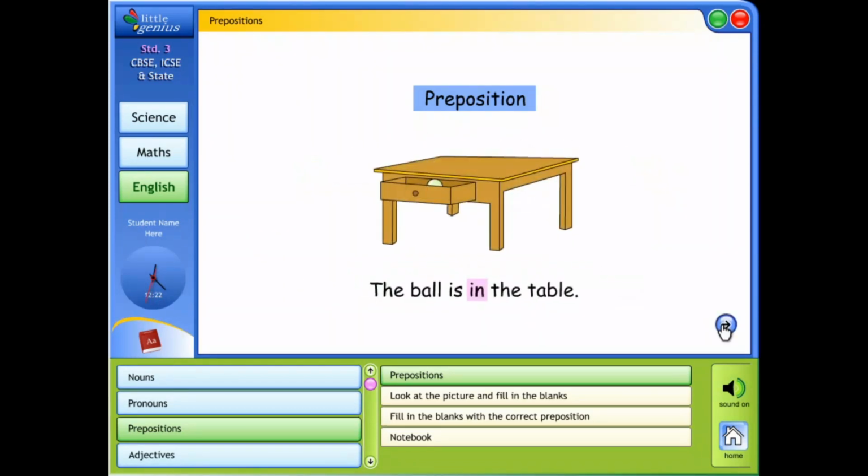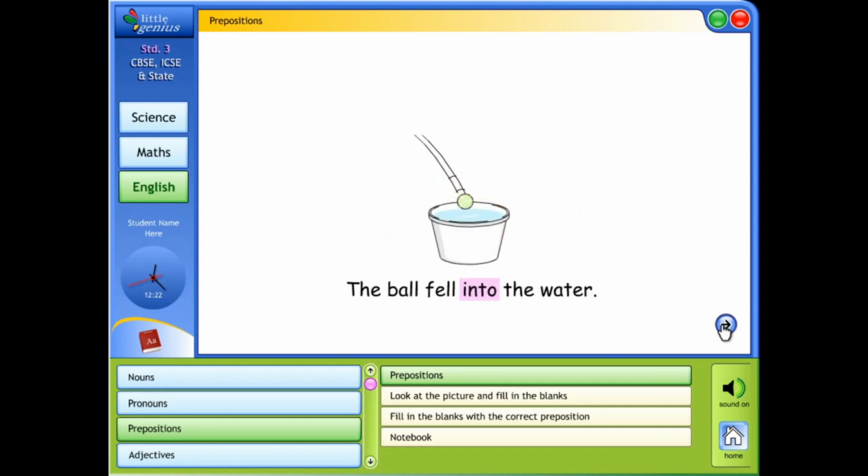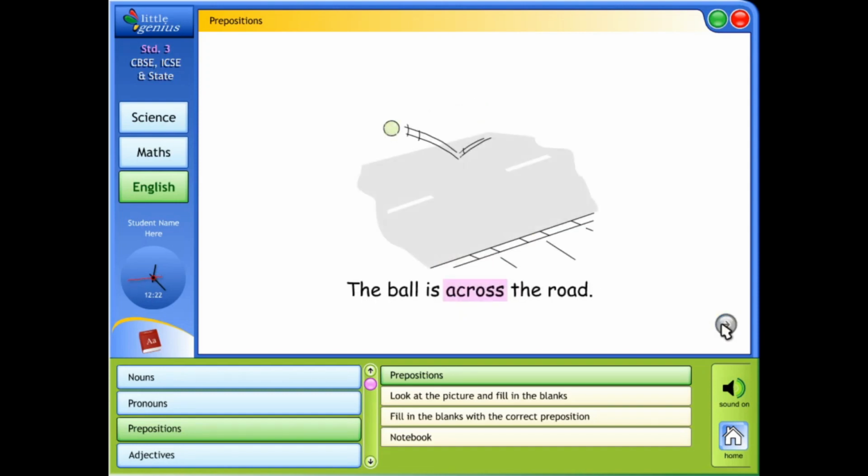The ball is in the table. The ball is on the table. The ball is under the table. The ball flew over the table. The ball fell into the water. The ball is across the road.